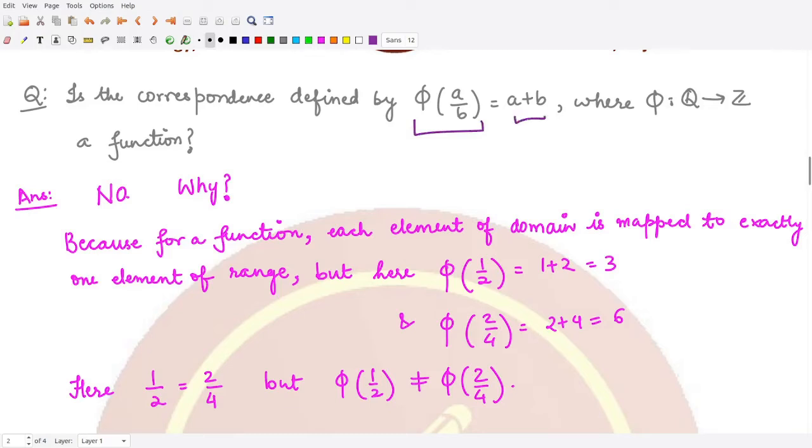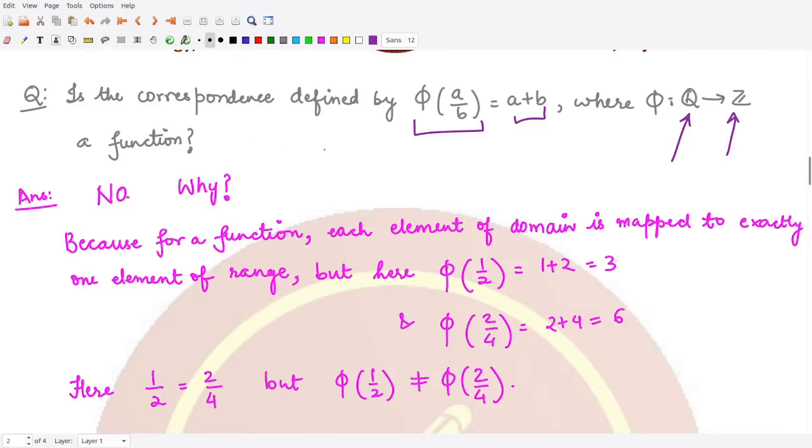Okay, now let's see the mapping which is defined by phi of a divided by b equal to a plus b. So here this is the rule that is defined to us. For the mapping phi we have Q, the set of rationals, as the domain set, and Z, the set of integers, as the range set, right? For that we need to check whether this is a function or not.